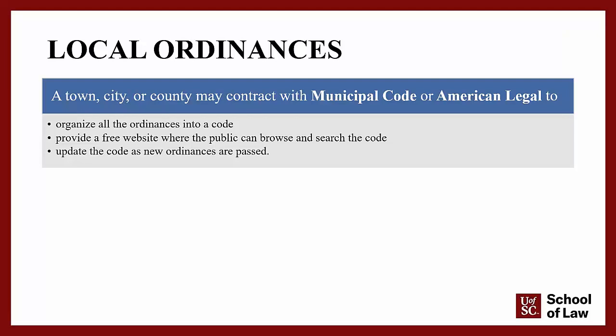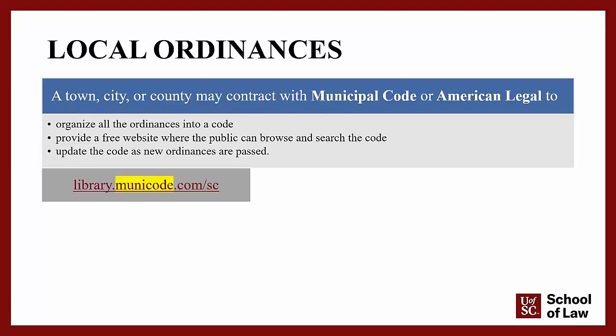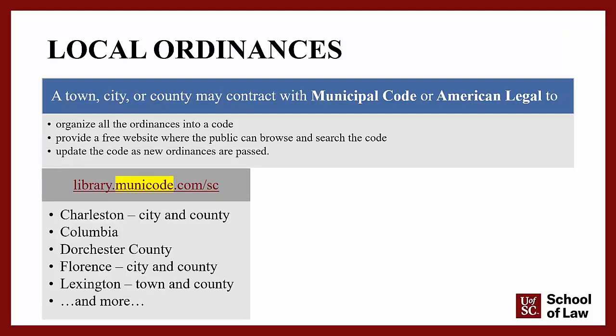So those companies will organize all the ordinances into a code so that it's a snapshot of everything that's in effect as of that date. And they'll put that on a website where the public can browse and search. And then every so often, as new ordinances are passed, they'll put a whole batch of those new ordinances into the code to update the code. So you can find the South Carolina cities and counties that have contracted with Municode at the link that I'm providing here, library.municode.com/SC. And this is just a short subset of that list that I've included on the slide. It's a longer list on the website.